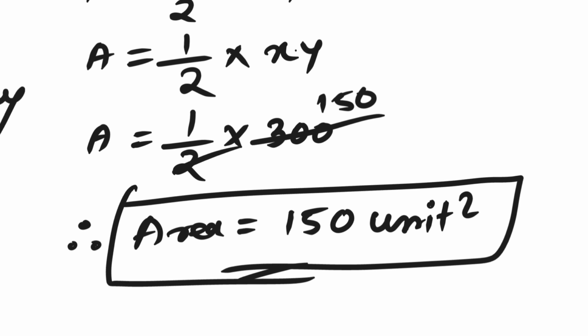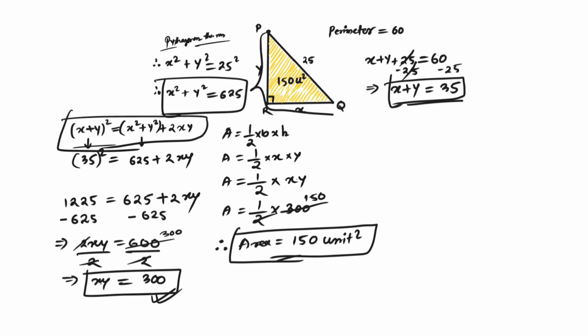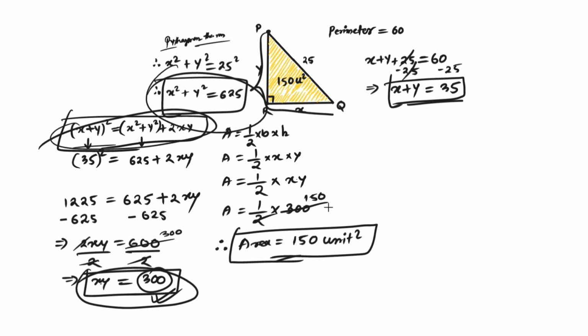So the important chain to remember is this. The perimeter gives us x plus y equals 35. The Pythagorean theorem gives us x squared plus y squared equals 625. The identity for x plus y, whole squared, gives us xy equals 300. And finally, the area formula gives us 150 square units.